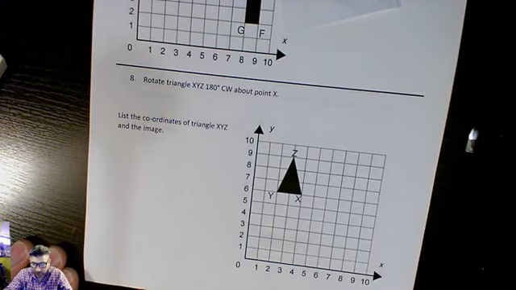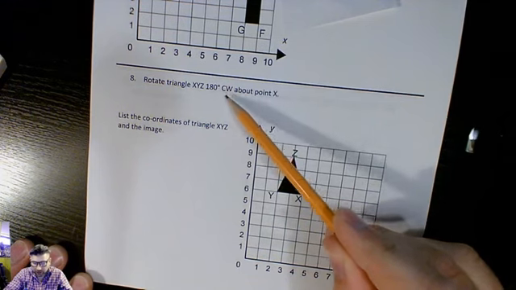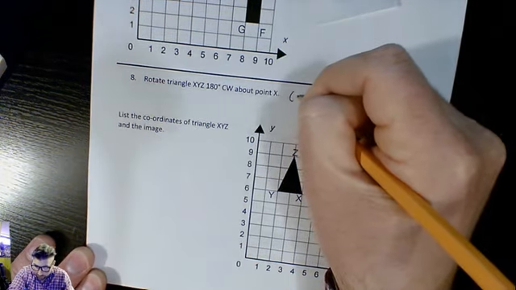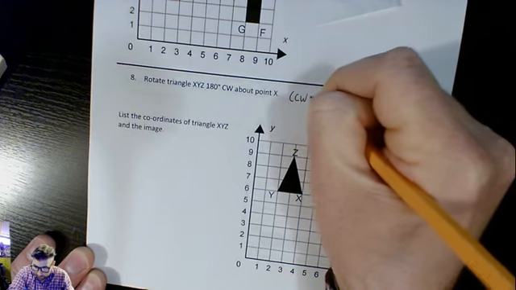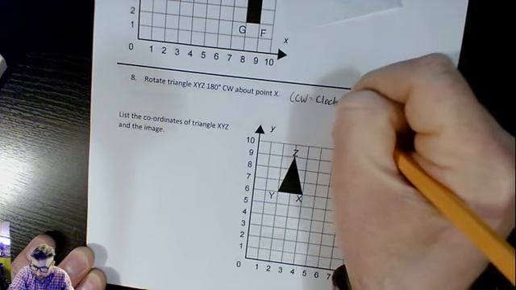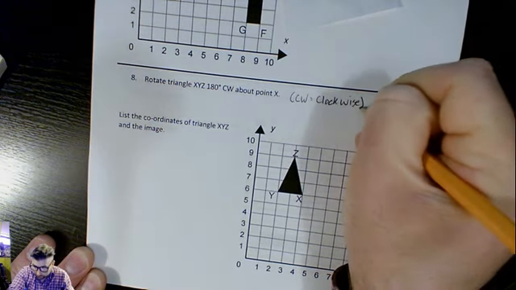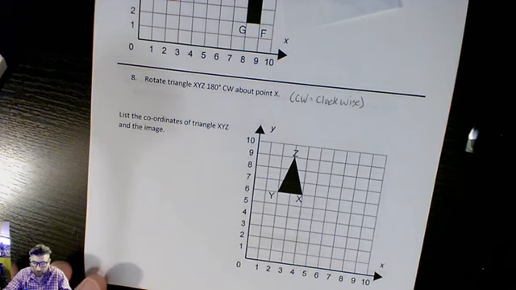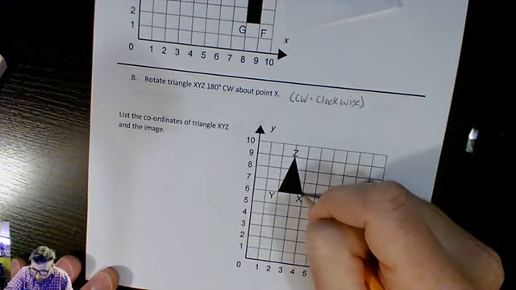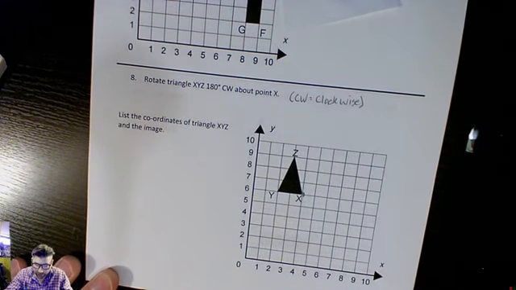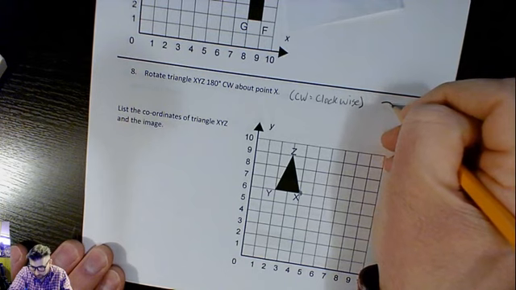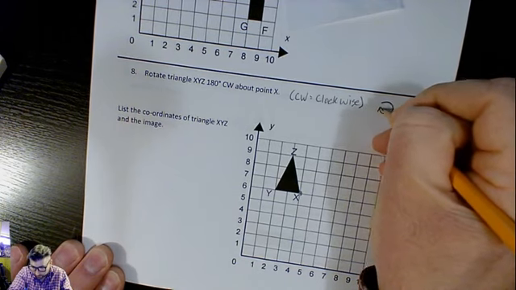180 degrees clockwise. CW means clockwise, so I'll just put that up here. CW equals clockwise. About point X. So that's going to be around this point. We're going to have to rotate that triangle 180 degrees clockwise. Clockwise, of course, remember, is the same direction as a clock, which goes this direction.